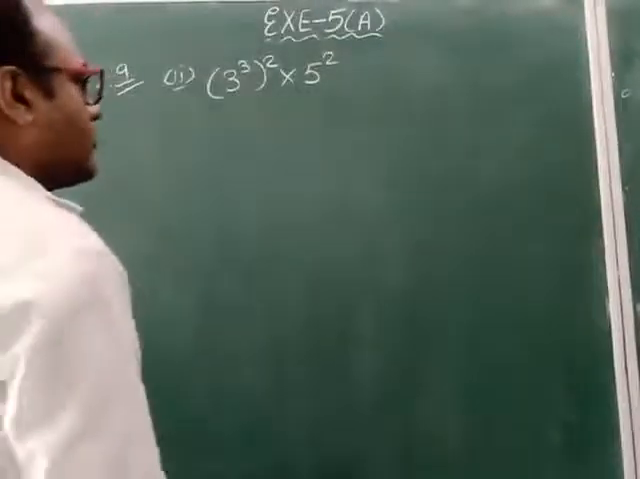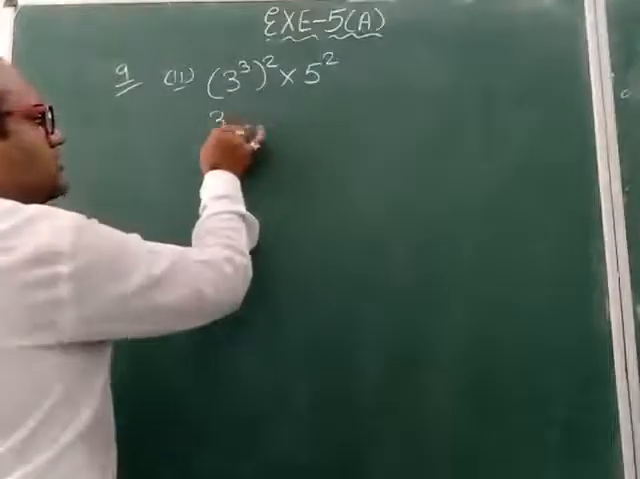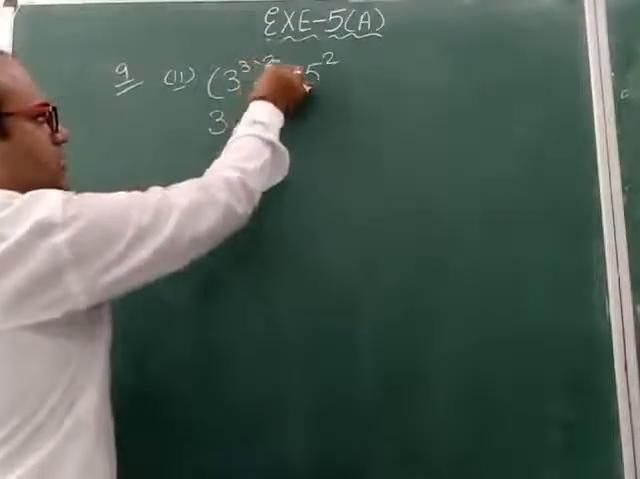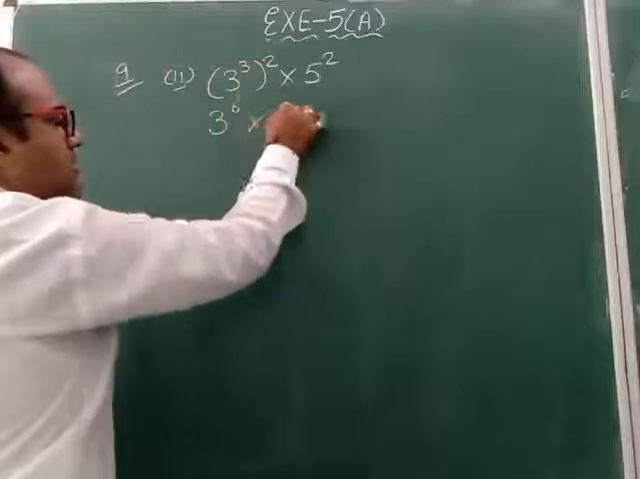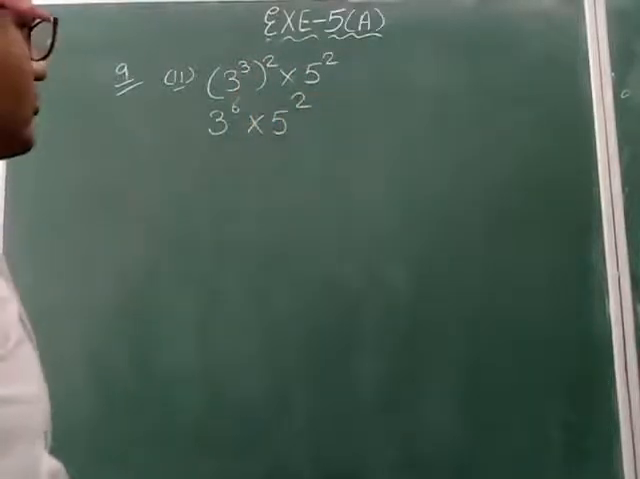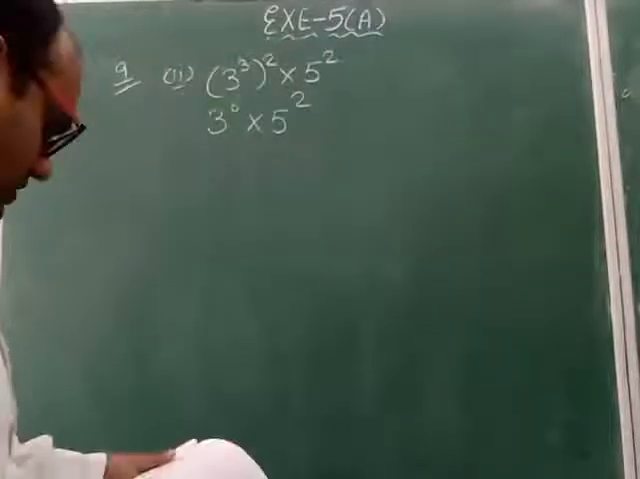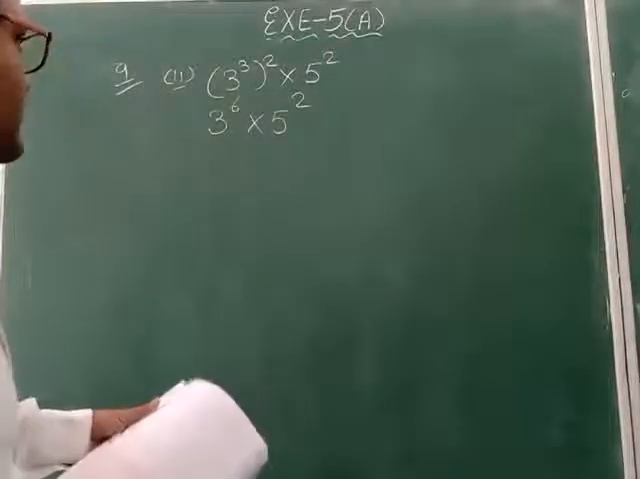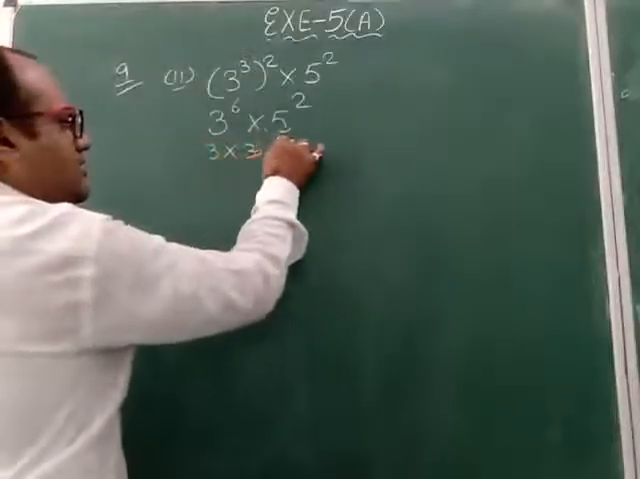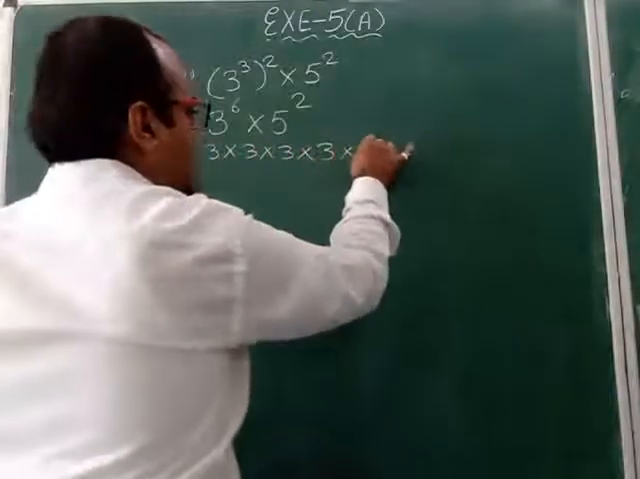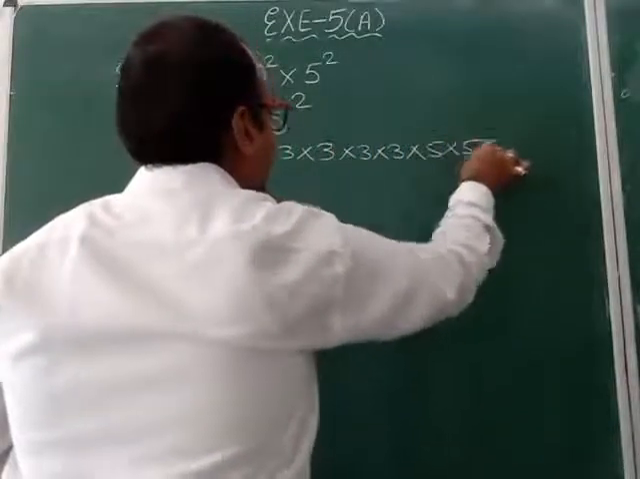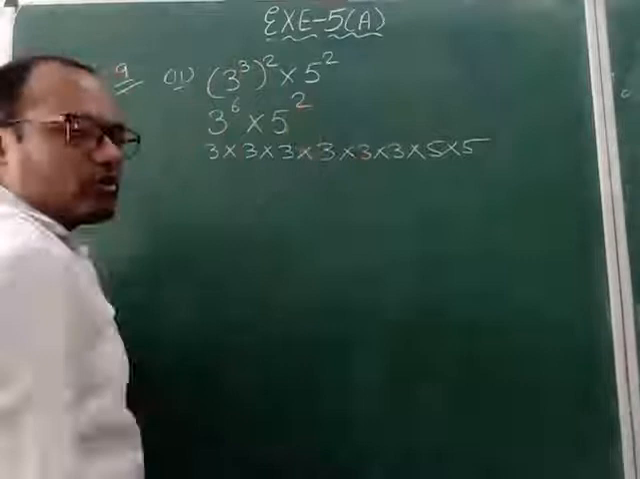So first of all, what will we do? In 3 raised to the power, the inside power and outside power get multiplied. So 3 multiply 2, the answer will be 6, and 5 power 2. Now in order to simplify, we will multiply 3 six times: 3 multiply 3 multiply 3, again 3 multiply 3 multiply 3, and 5 multiply 5. 5 squared means we write 5 two times.